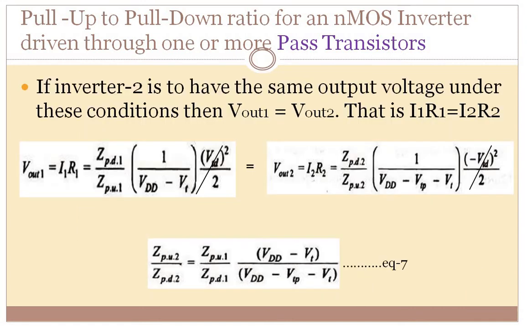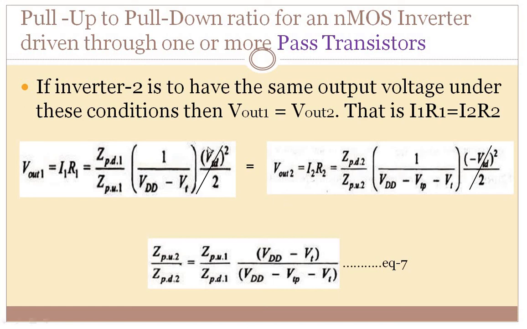This is equation 6. Now, if inverter 2 is to have the same output voltage under this condition, you have to consider Vout1 equals Vout2. In case you are having the same output for both inverter 1 and inverter 2, you have to equate these two equations, meaning Vout1 is equal to Vout2.